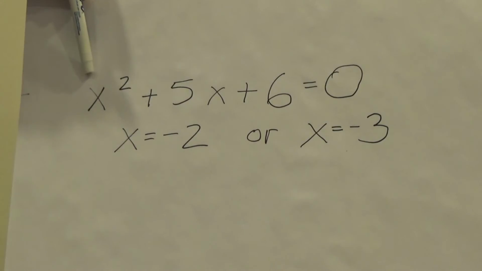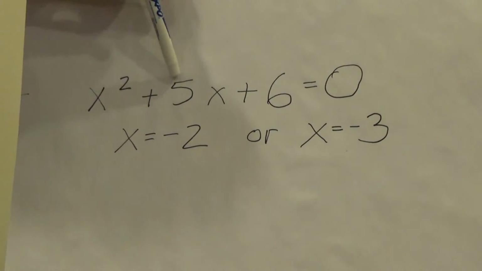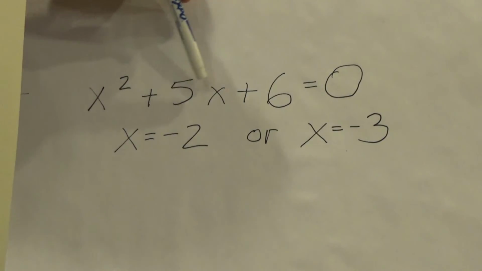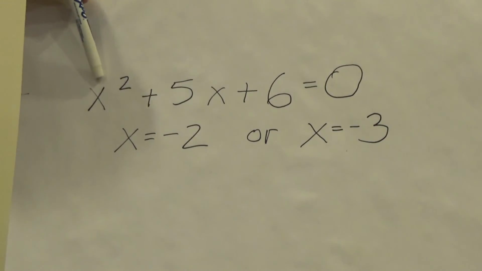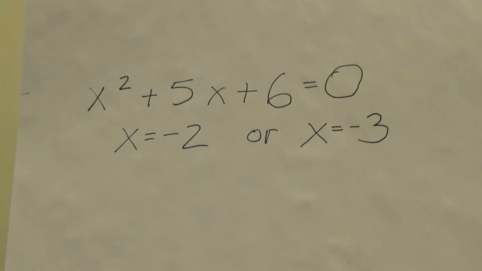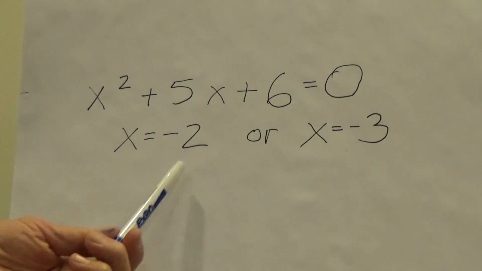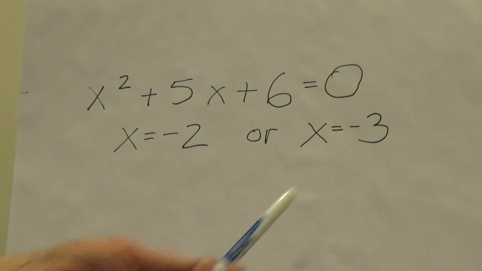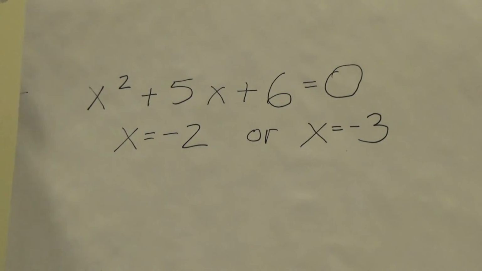So if you have negative 2 squared, negative times negative is positive. This will give you positive 4, right here. Positive 5 times negative 2 is negative 10. So 4 minus 10 here would be negative 6. Plus 6 equals 0. Yes, the negative 2 works. The negative 3 will also work.